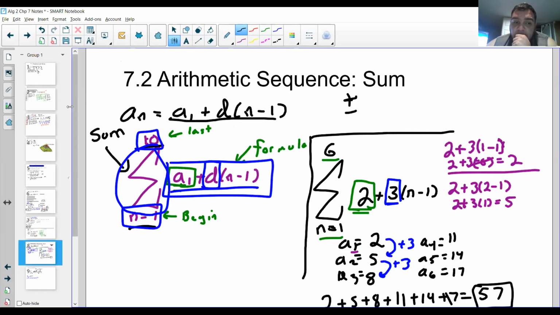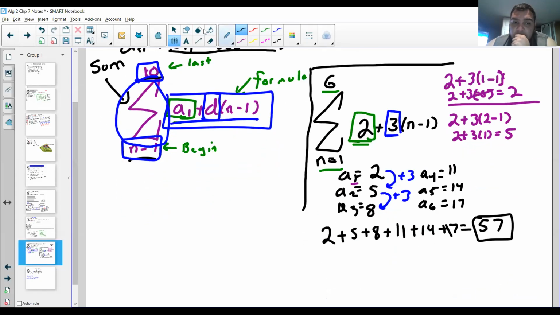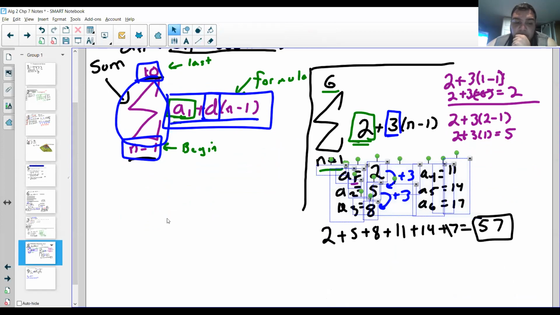So I'm just going to copy the answer. I'm going to copy some of this information. Actually, I don't need to. 2 and 17.